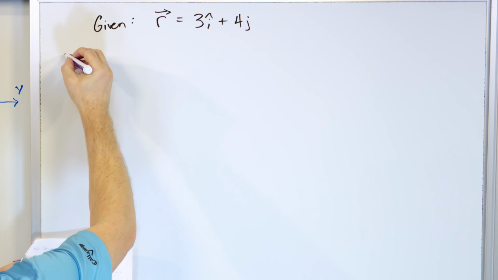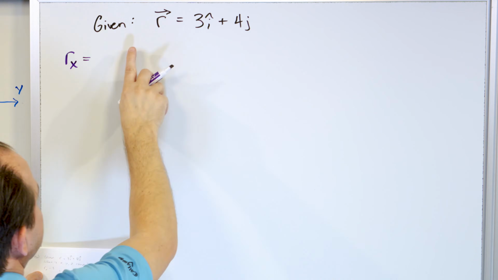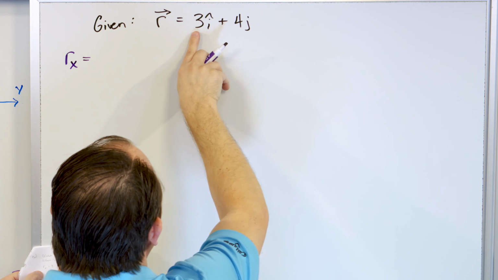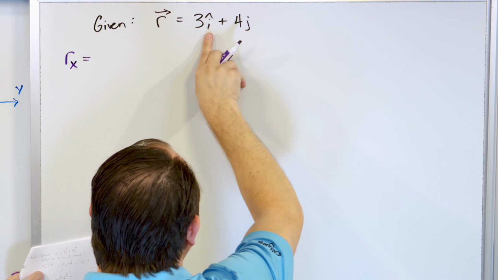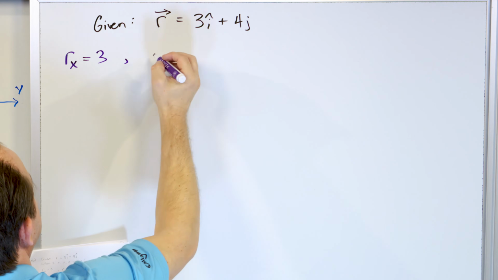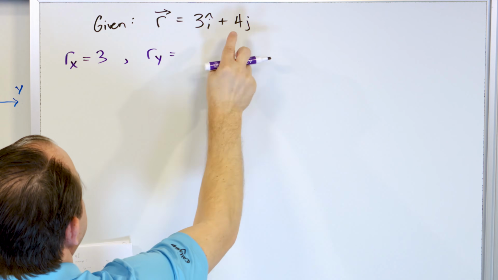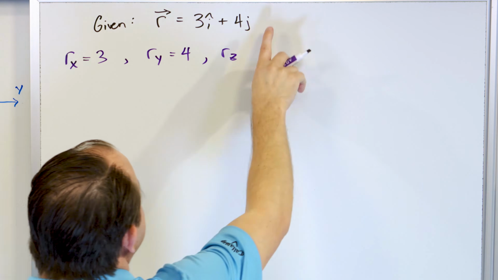What you would write down is, well, the r vector has an x component of what? Well, this is i hat, so this is a length of 3 in the i hat direction, which is the x direction. So the component in the x direction is 3. The component in the y direction is 4. What is the component in the z direction? Well, there is no z direction.